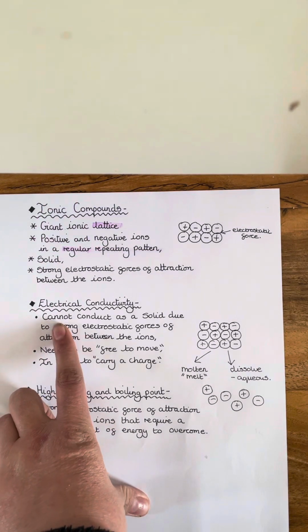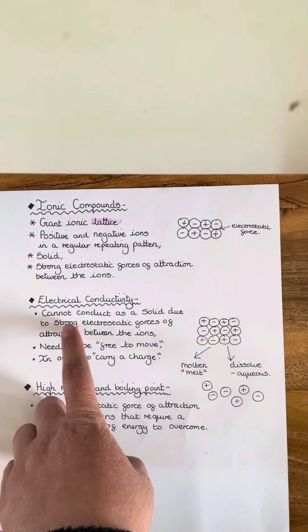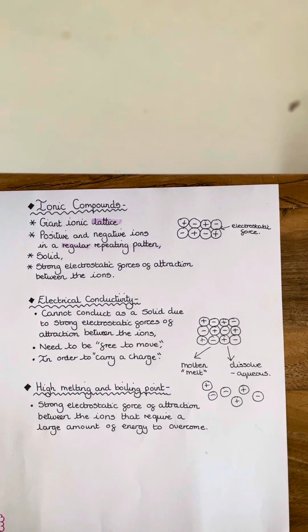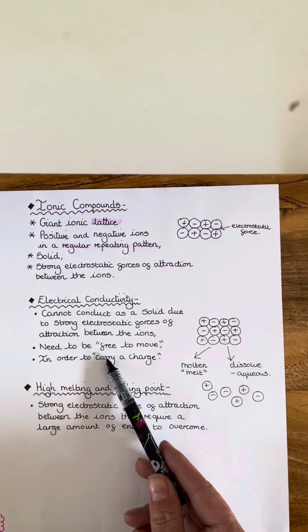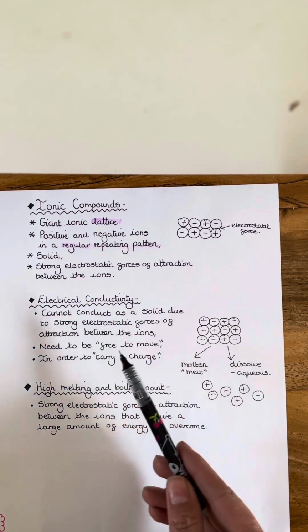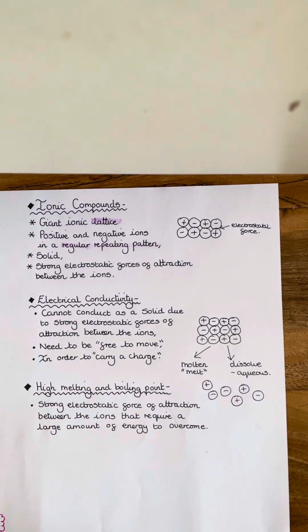So, solid ionic compounds cannot conduct electricity. And this is because of those strong electrostatic forces of attraction between the ions. It doesn't allow the ions to move freely. Now, in order to allow them to conduct electricity, you will need to either melt them or dissolve them. So therefore, the ions are free to move and can carry a charge. And I know we've been through that quite a lot, and it's something that when I question you in lessons, it rolls off your tongue.